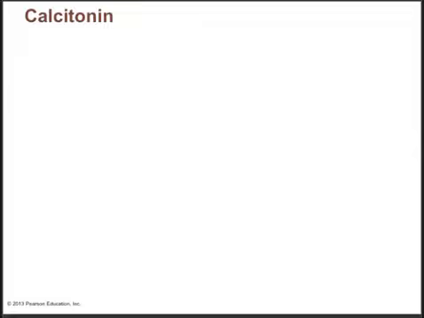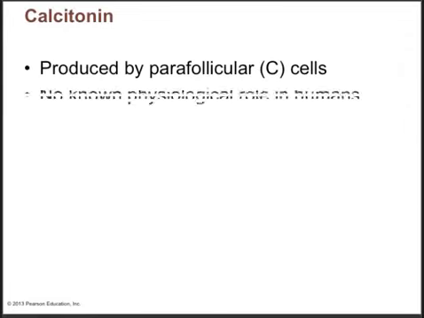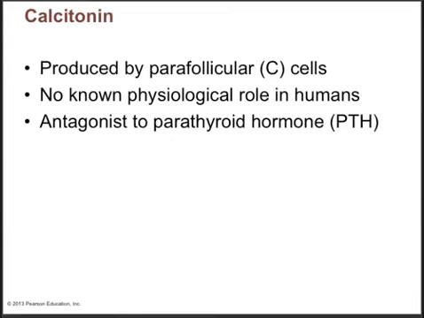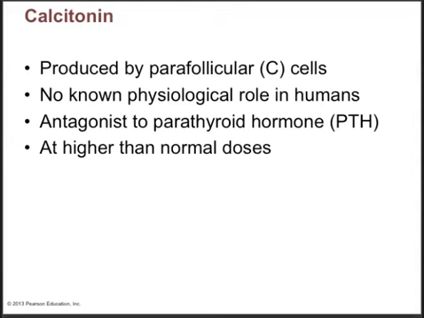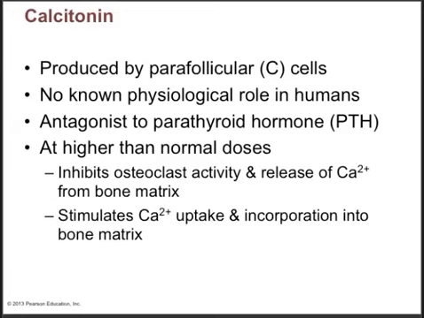Calcitonin is also produced by the thyroid, and it's made by the parafollicular cells, known as the C cells. It says here no physiological role in humans. It is an antagonist to parathyroid hormone, so this helps regulate blood calcium levels. At higher than normal doses, it inhibits osteoclast activity and the release of calcium from bone matrix. It stimulates calcium uptake and incorporation into bone matrix. So this tends to make the bones become denser and stronger.